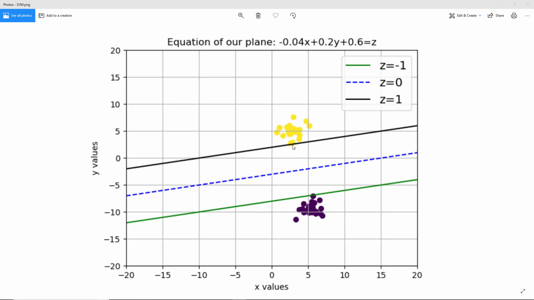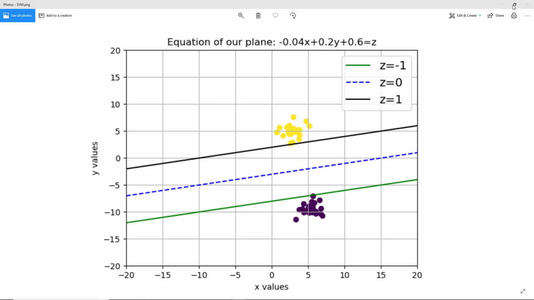That is as wide as possible. So we basically want these lines that are going to be as close to these data points as possible, that are parallel to each other, such that the distance between these two lines is as long as possible. Okay, so that's what we want. Now the question is, how on earth do we get there?